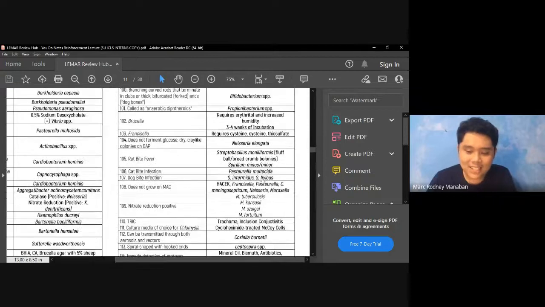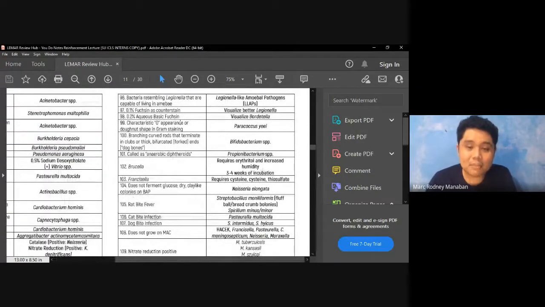Alright. Next, you have bacteria resembling Legionella and mutubo sila sa amoeba or mag-colonize sila sa amoeba, that is your LLAPs, no? Legionella-like amoebal pathogens. Alright. 0.1% basic fuchsin ang gamiton para makita siya for the Legionella species. 0.2% aqueous basic fuchsin para makita na siya for the Tatlockia. So, kung kita na ang letter B, move it for letter B for the Tatlockia.